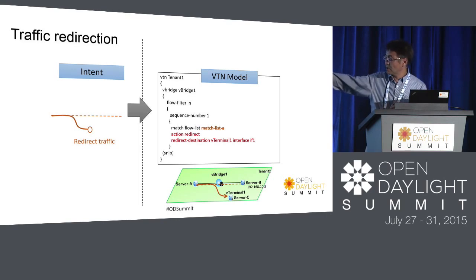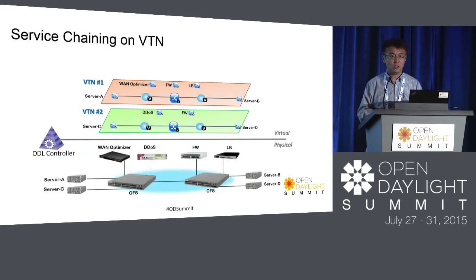Then this configuration can be visualized as in the bottom side of the user interface. So from server A to server B, that is a layer two domain, which is connected to the virtual bridge. Then if certain flow only goes to the virtual terminal one, which is physically the server C. So this policy can be implemented on top of the VTN as applications. Then using these capabilities, we can enable the service chain on the VTN.